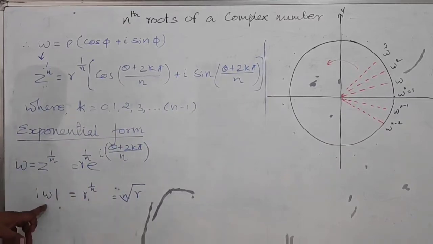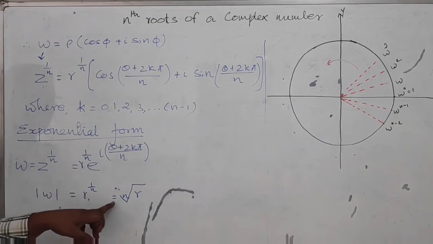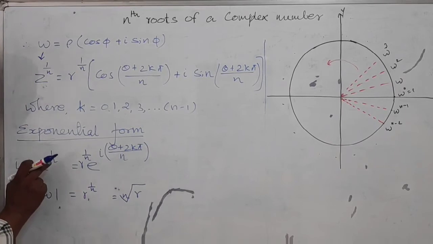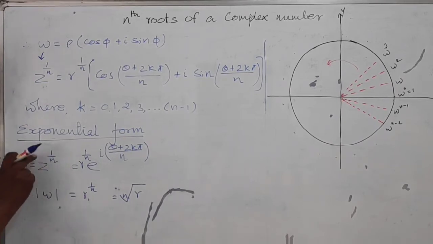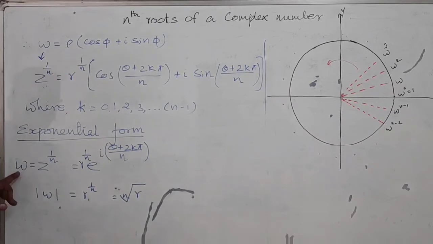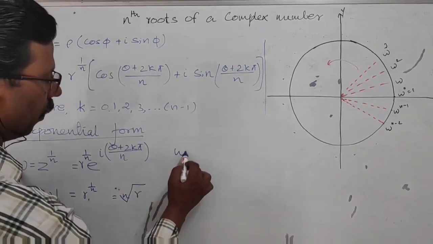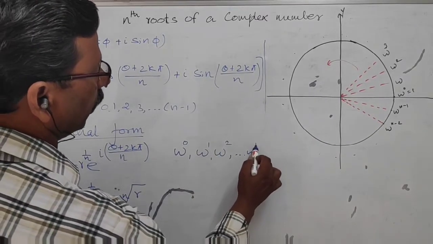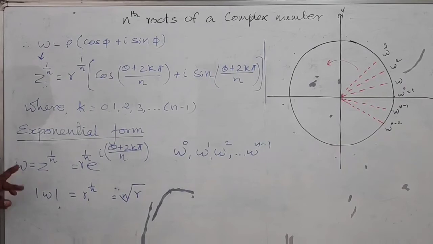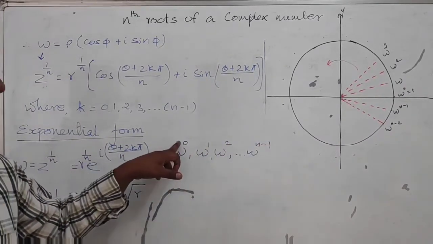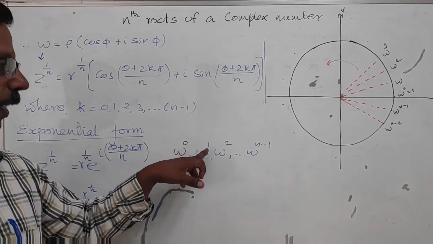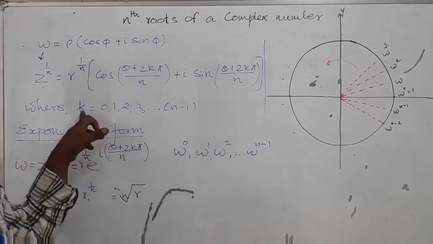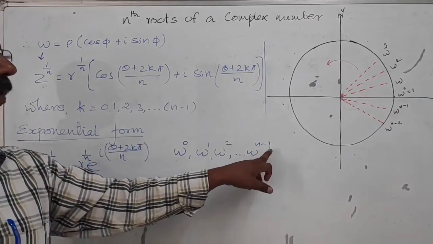Therefore, its modulus value is equal to r power 1 by n only, which is the nth root of r. Now, how many values are there? N values, n roots for this complex number. Those values can be taken as omega power 0, omega power 1, omega power 2, etc., omega power n minus 1, because these are k values. If k equals 0, you get omega power 0. If k equals 1, omega power 1, k equals 2, omega power 2, k equals n minus 1 means you get omega power n minus 1.